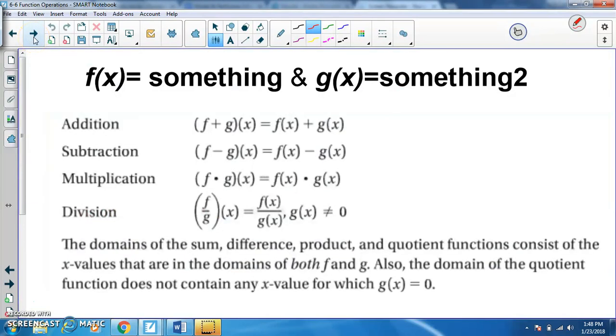So f of x would be equal to something, g of x would be equal to something, and this is how we write the operation. So addition can be written together or separately. Subtraction the same. Multiplication is a closed dot. Division is written as a fraction.